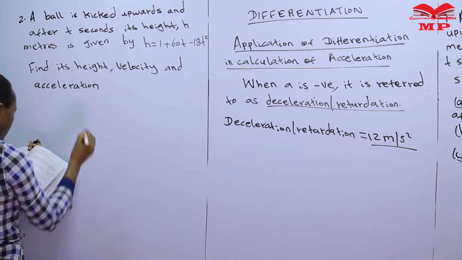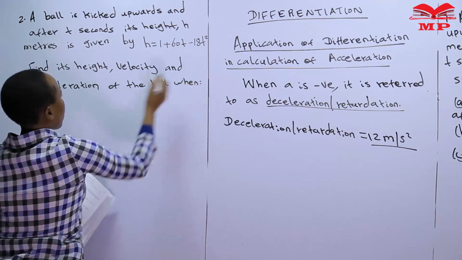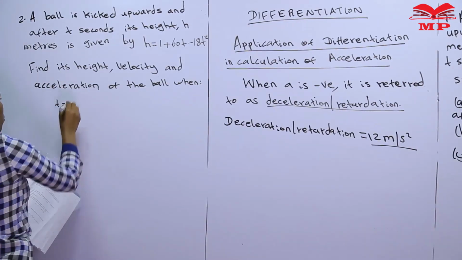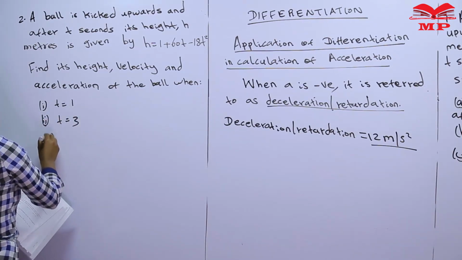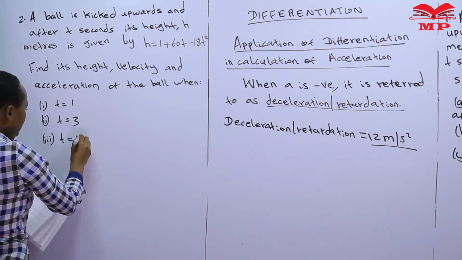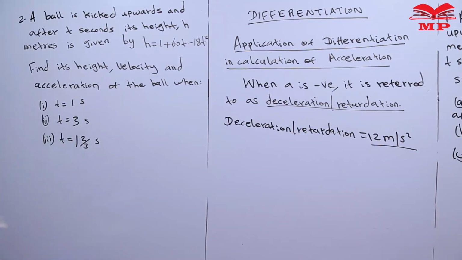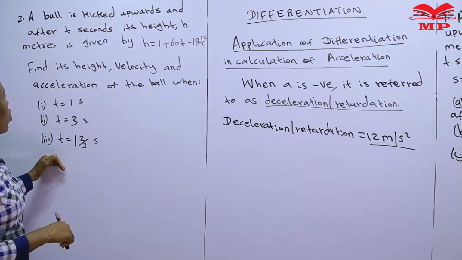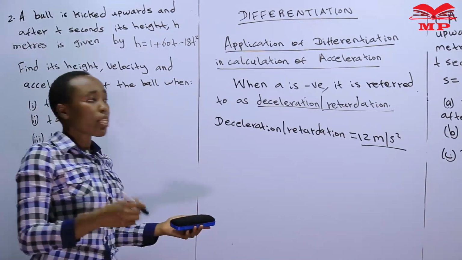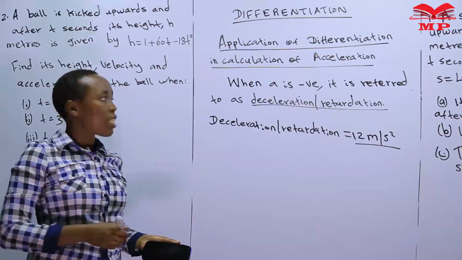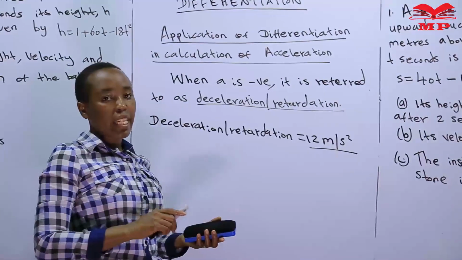You calculate the three of the ball at the following instants: when t is equal to 1, then when t is equal to 3, and number 3 when t is equal to 1 2/3. All these are seconds. 3 seconds, 1 2/3 seconds. So you ensure that you do these questions, calculate here the height, the velocity, and the acceleration. And by so doing, you'll be summarizing the whole topic, that is application of differentiation in calculation of 1 displacement, 2 velocity, and 3 acceleration.